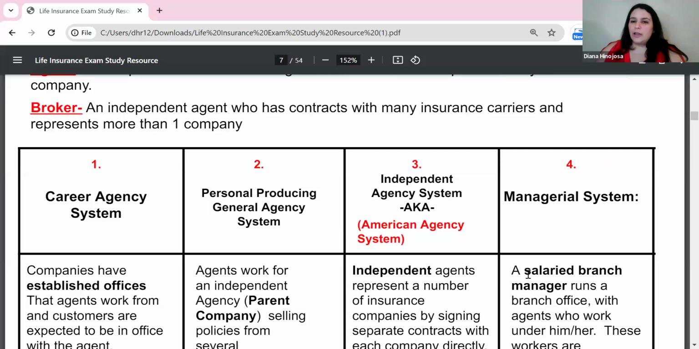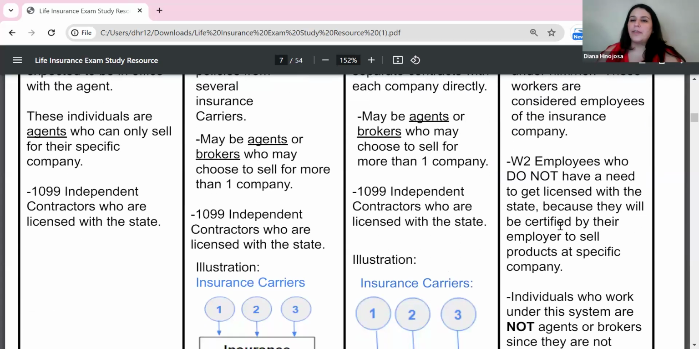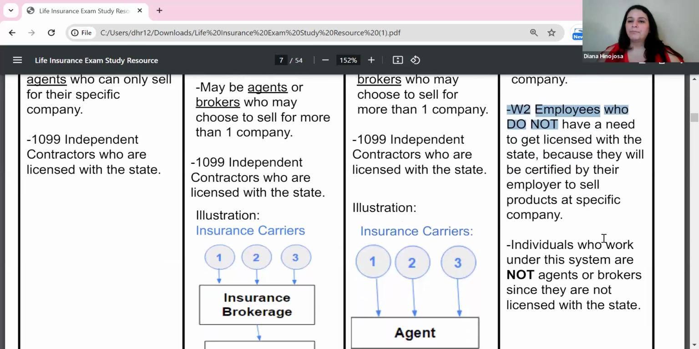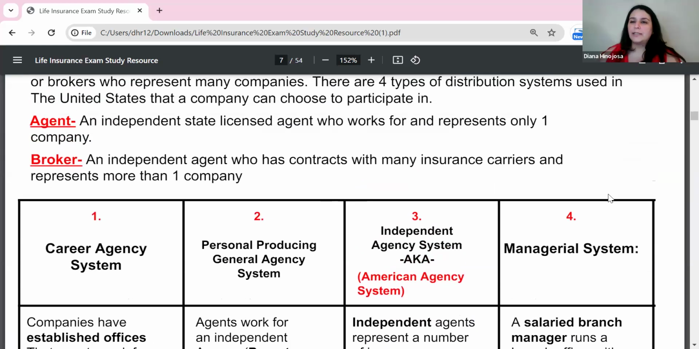So here you've got your salaried branch manager, and they are going to, again, be the manager, help them, train them, and all of that. Here, they are a W-2 employee. They don't need to get their license because they are getting trained and certified through their company to sell those company-specific products, okay? And that is the 4 types of systems.